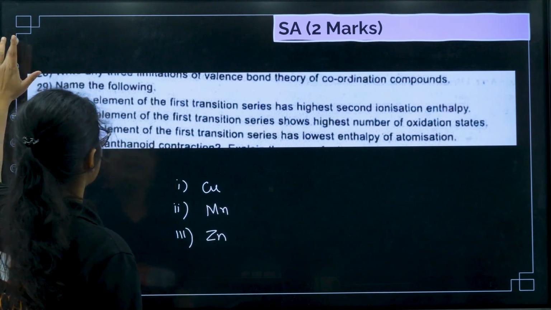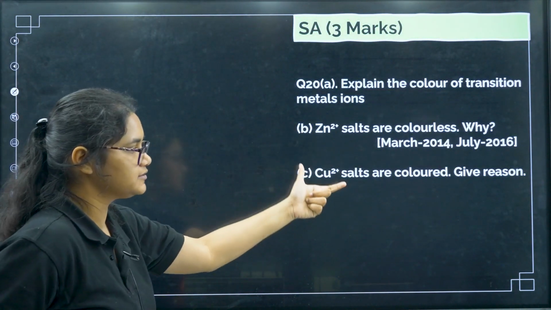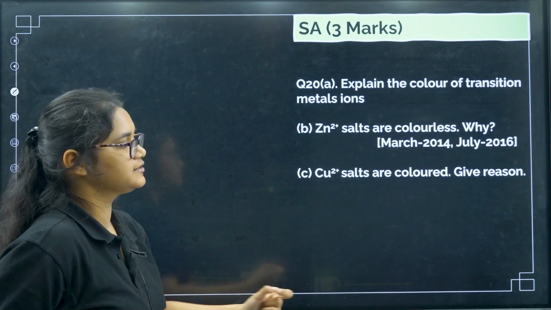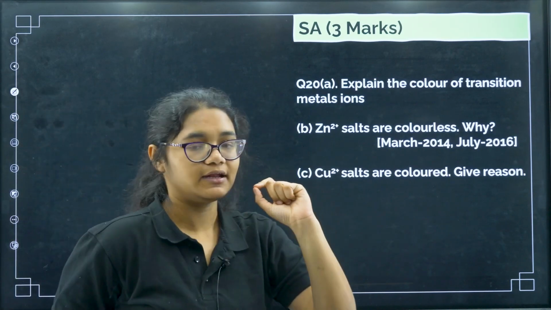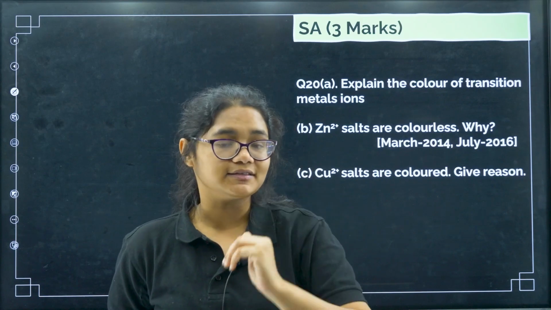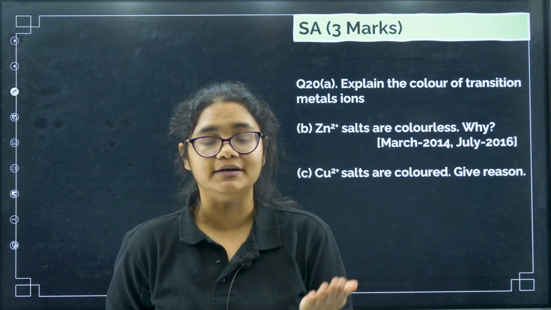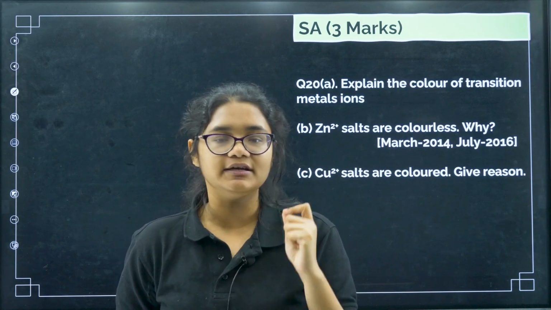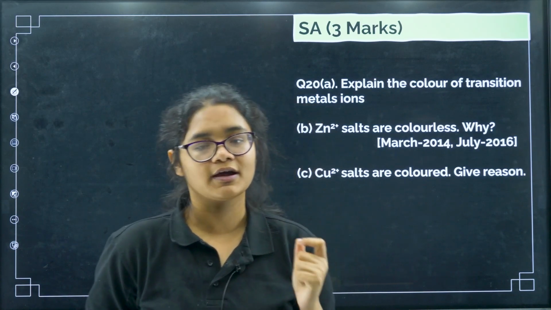Okay. Next we will see, explain the color of the transition metals. Zn2 plus salts are colorless, copper 2 plus salts are colored, give reason. Very simple answer. So first of all, for color we need unpaired electrons. Whenever there are unpaired electrons, the electrons can undergo transition. Which type of transition? DD transition. So during this DD transition, it occurs in the visible region and we see the color of the compound.